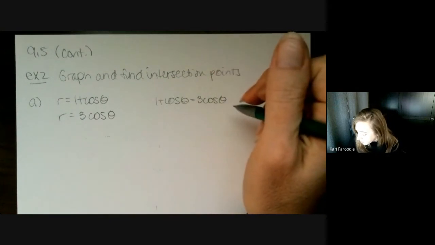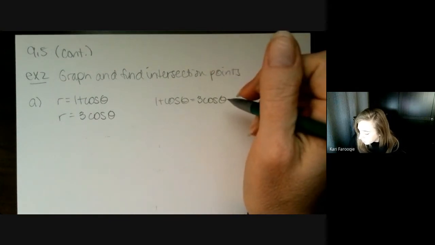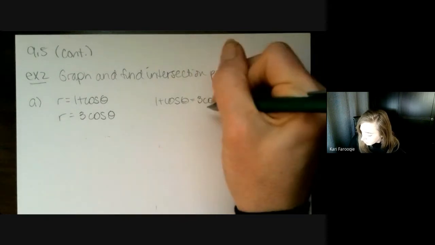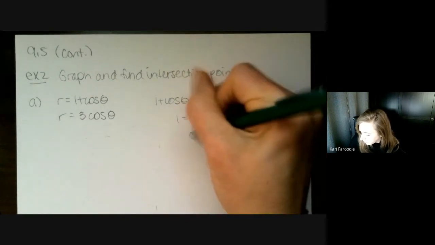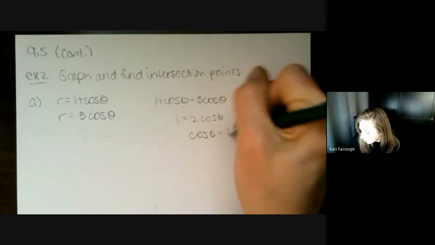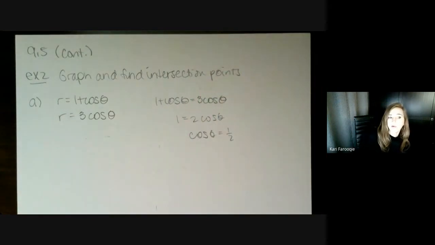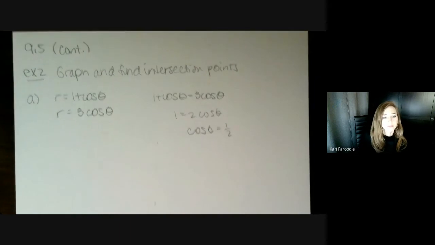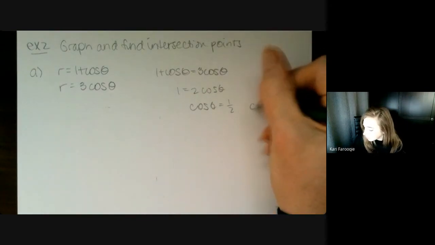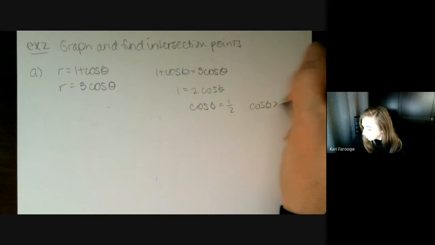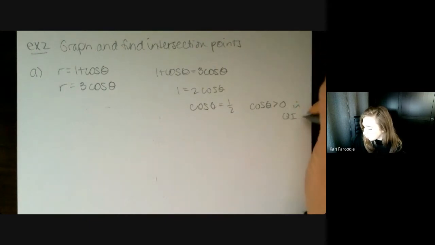So if you're trying to solve this one, you can subtract cosine from both sides, and you'll get 1 equals 2 cosine theta, and then cosine theta is equal to 1/2. And then you're thinking about the possible angles theta where this would be occurring. Now, cosine is positive in quadrant 1 and 4.